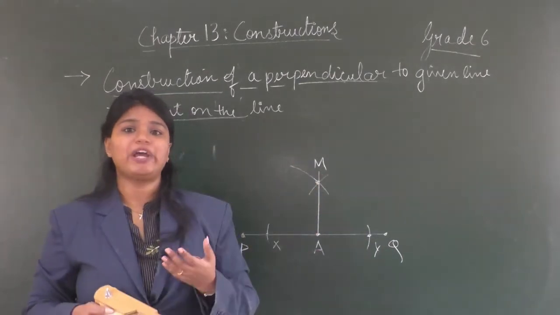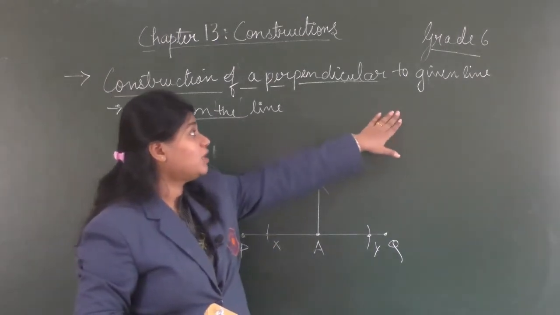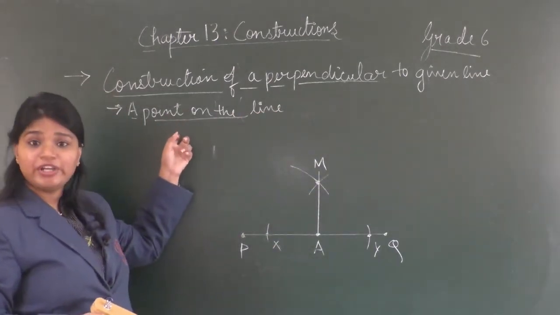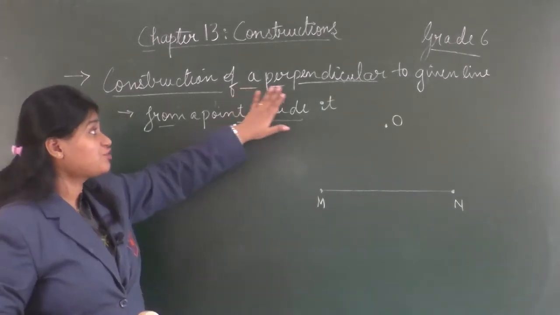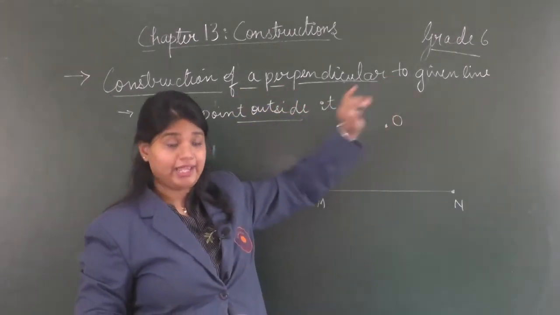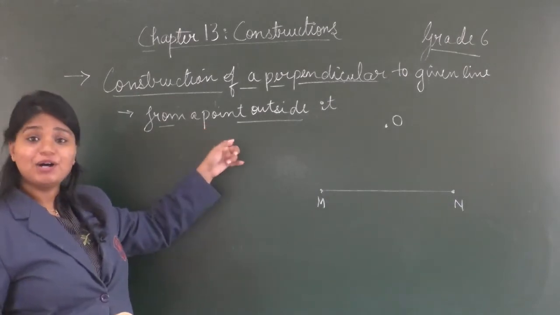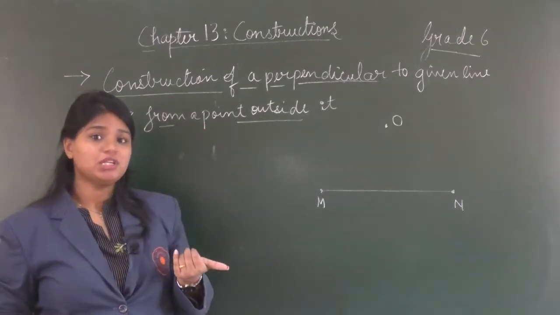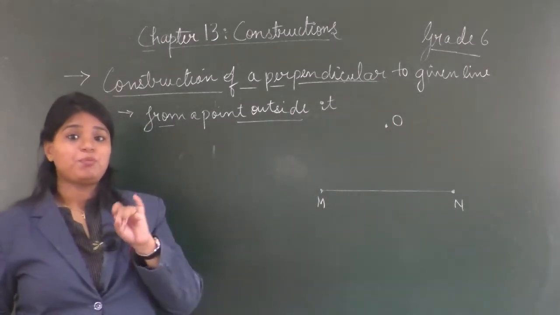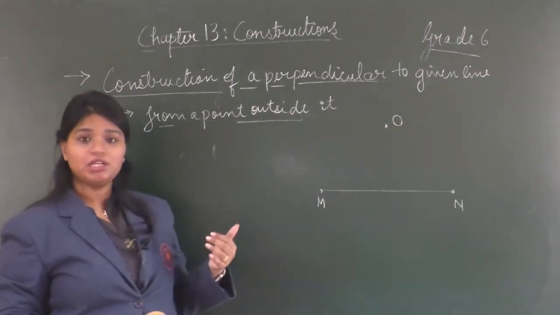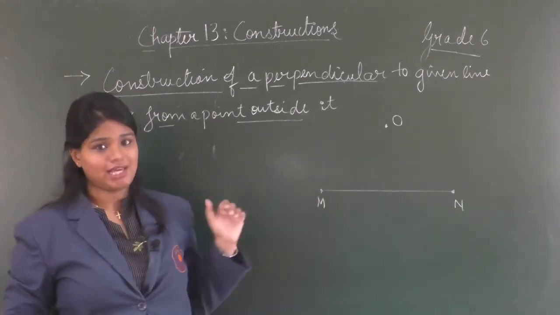So, MA is the required perpendicular to a given line at a point on the line. Now, let's learn construction of perpendicular to a given line from a point outside it. Previously, we learned construction of perpendicular to a given line from a point on the line segment. Here, the point is outside the line segment.